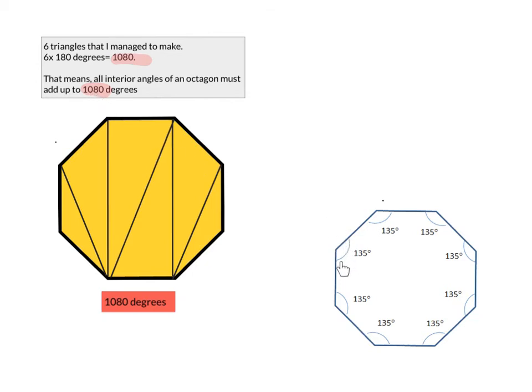Because this is regular, it means all the angles are exactly the same and all the sides are exactly the same. I took my 1080 degrees and divided it by how many angles I have, which is 8 because it's an octagon, and I got 135 degrees. But this is not important. What you need to know is that an octagon is worth 1,080 degrees.